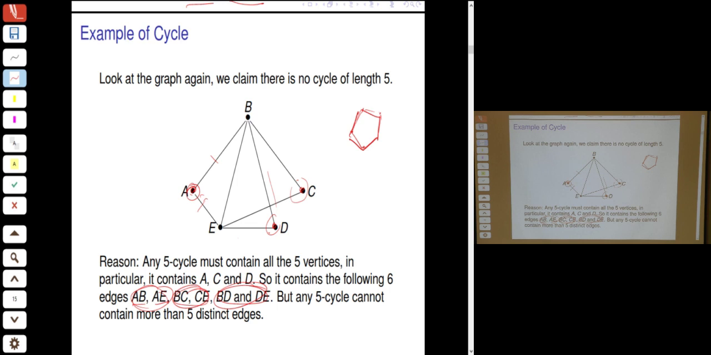Okay? So by a slightly complicated and tricky argument, we found out that this graph cannot contain any 5 cycle. Any questions?